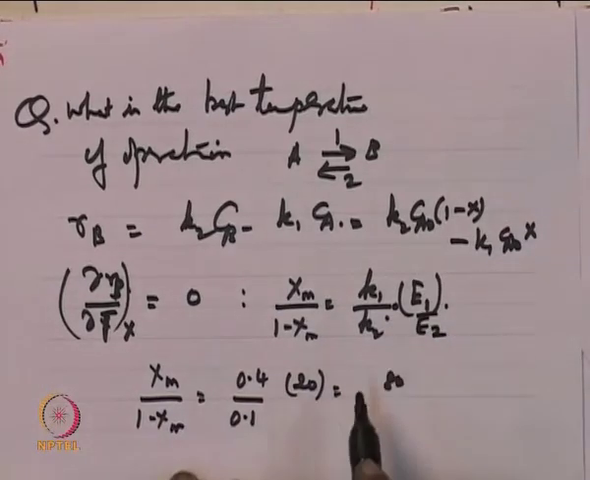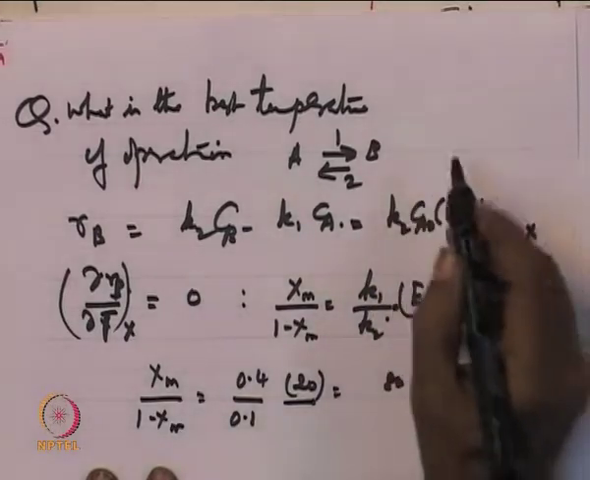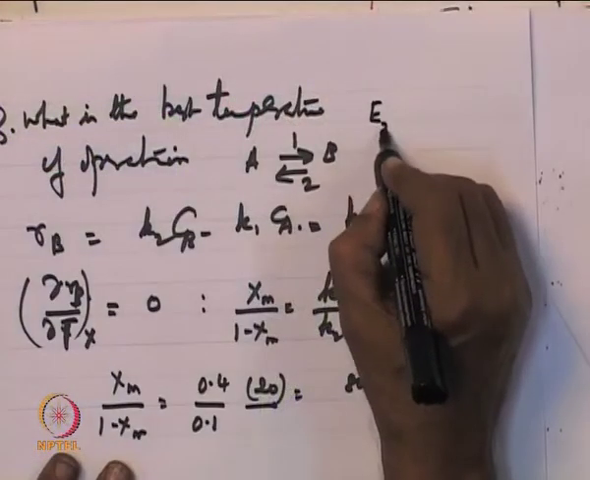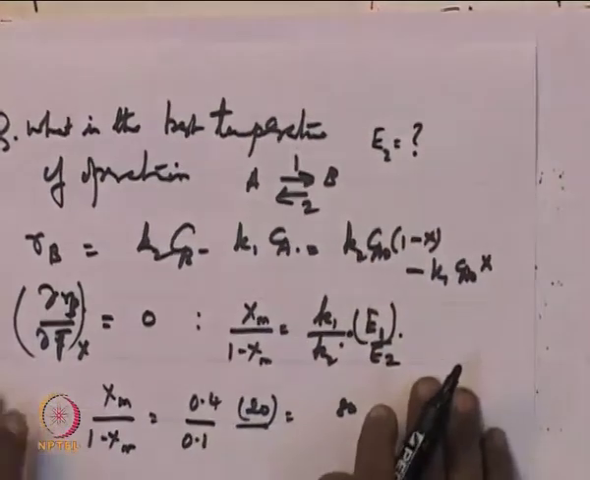We have shown this. What is E1? E1 is 20, and what is E2? I am sorry, let us do it properly now. E2 equal to, how do we find out? Let us find out. Something we have done anyway, you may have forgotten. We can do it again.